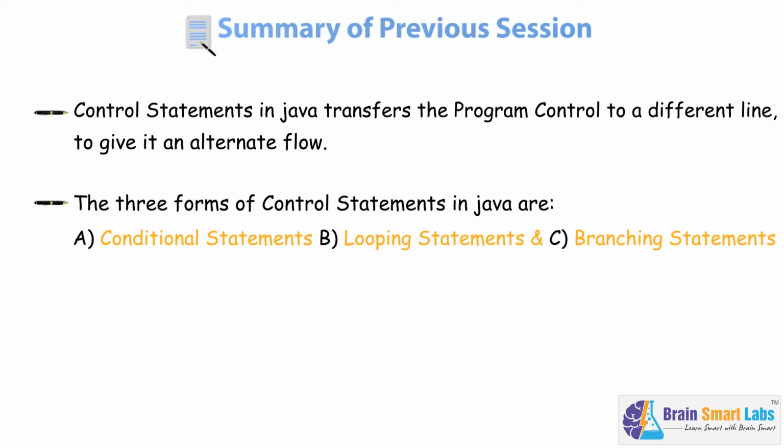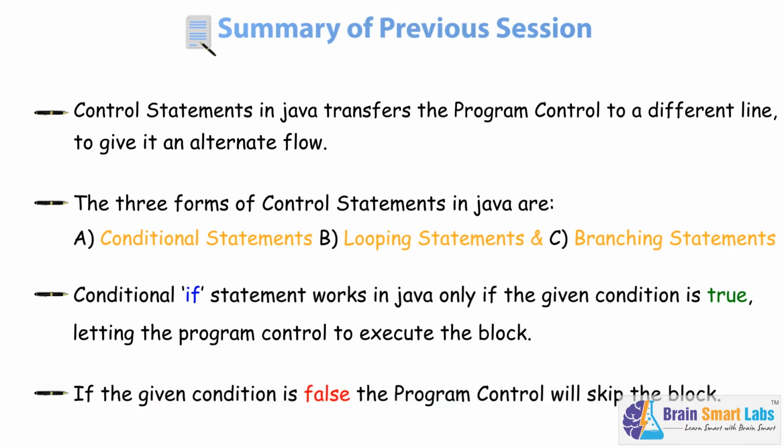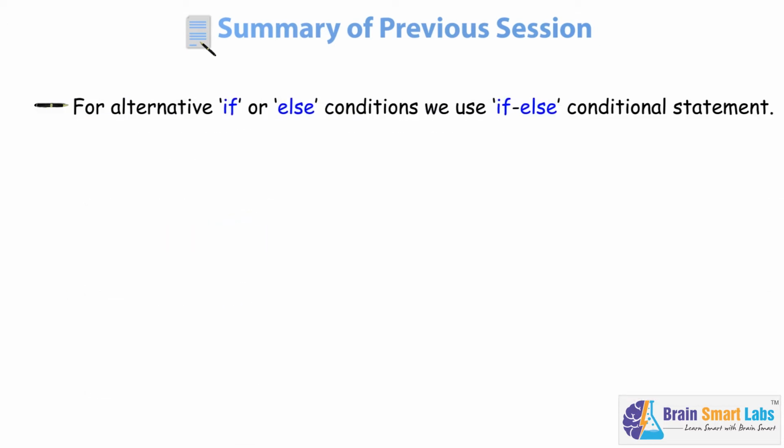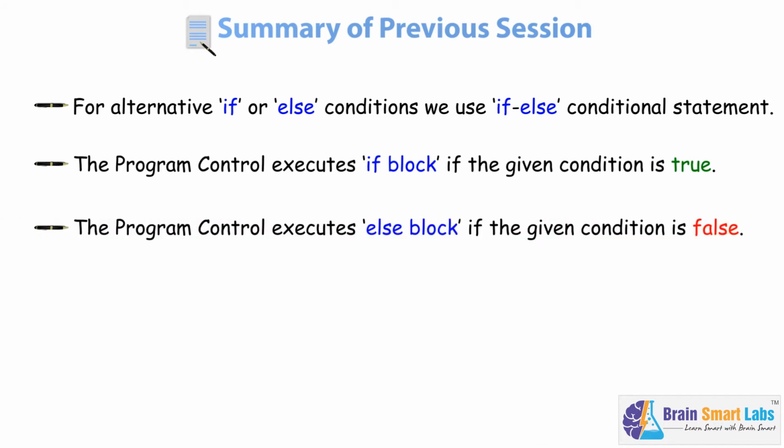Branching statements. We all saw how a conditional if statement works in Java, wherein if the given condition is true, the program control continues to execute the block. Whereas if the given condition is false, the program control will skip the block and execute the rest of the program. We then saw the working of else if block, wherein an alternate if or else conditions are present. The program control executes the if block if the given condition is true, and if the given condition is false, our else block will be executed.